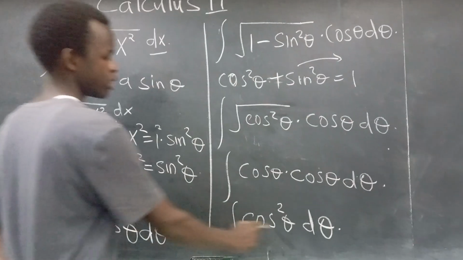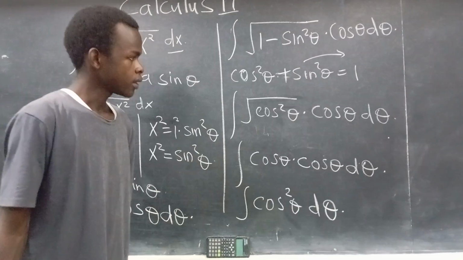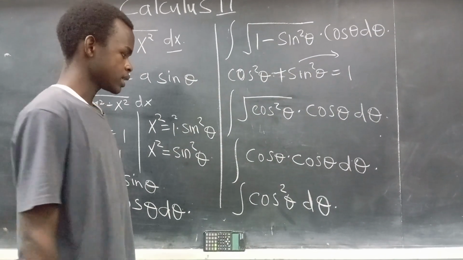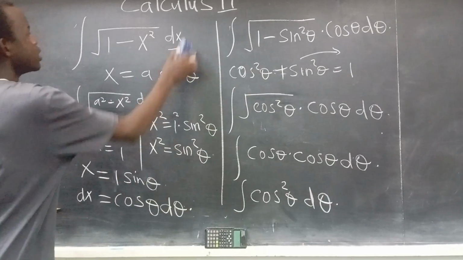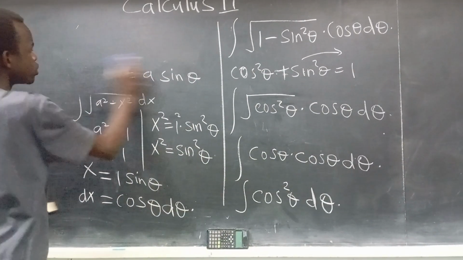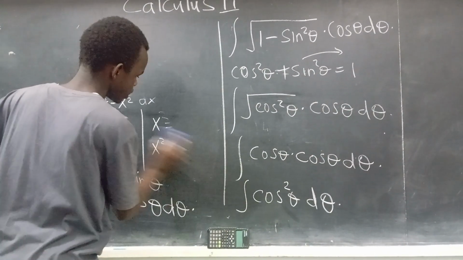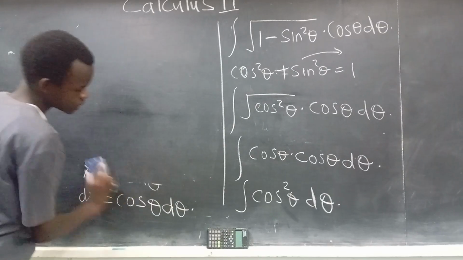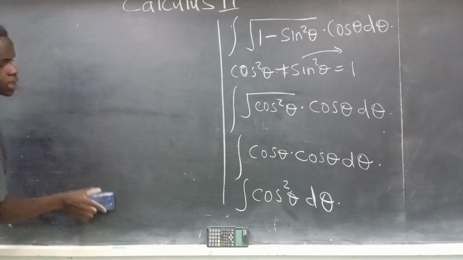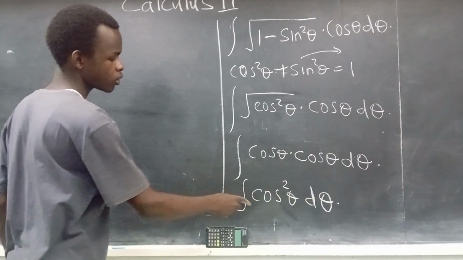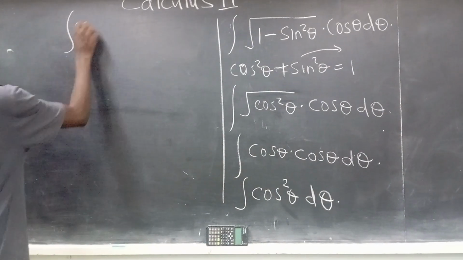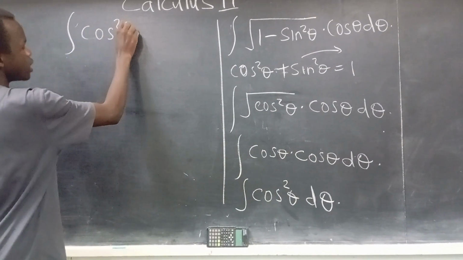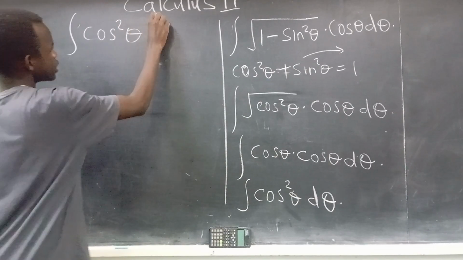So how will we evaluate this? We have reached a concept now, and it will be handling trigonometric integrals. I posted a video on trigonometric integrals on how to solve the integral of a trigonometric function. So we are told to integrate cos squared of theta d theta.